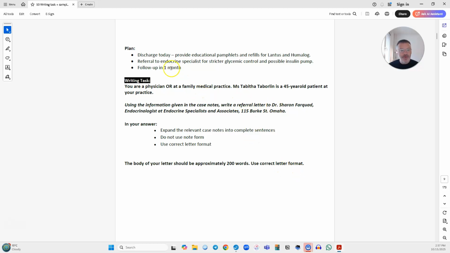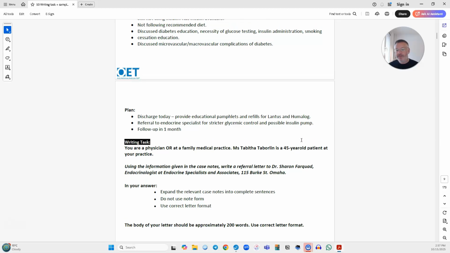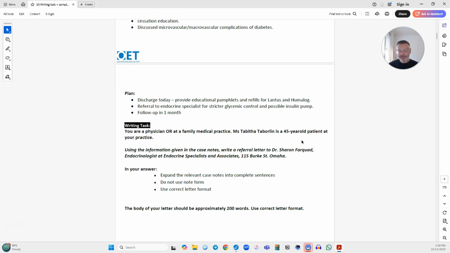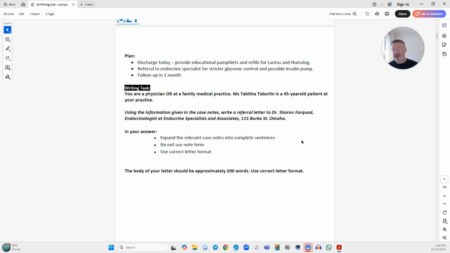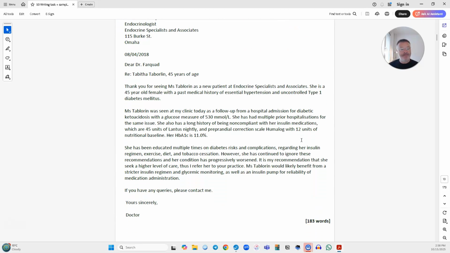So it's a referral. So discharge. Right. So this is the purpose. You want me to sort it out with control and maybe give her an insulin pump, right? So that's what you need to have in your purpose.